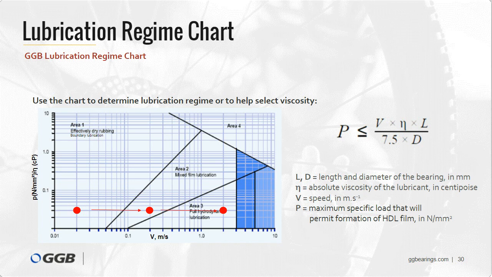So area 4, we like to say dragons live here. It's not a good place to be. It's the most demanding condition, due to either high speed or high load to viscosity ratio or both. It may cause excessive temperature and pretty high wear. We like to avoid this area if we can help it, but if not, you should contact your GGB application engineer, and there are some things we can do to help your bearing survive in this space.